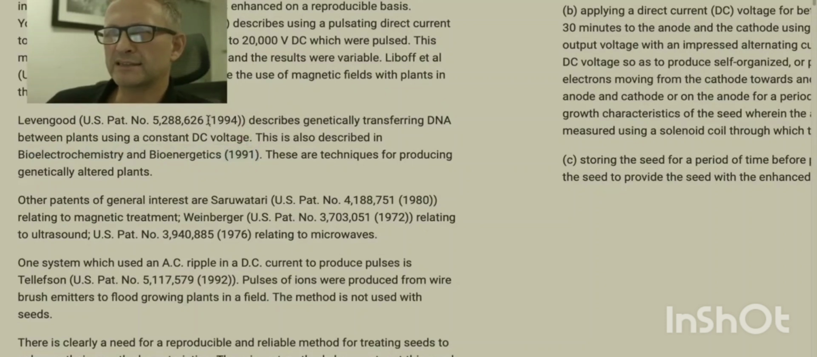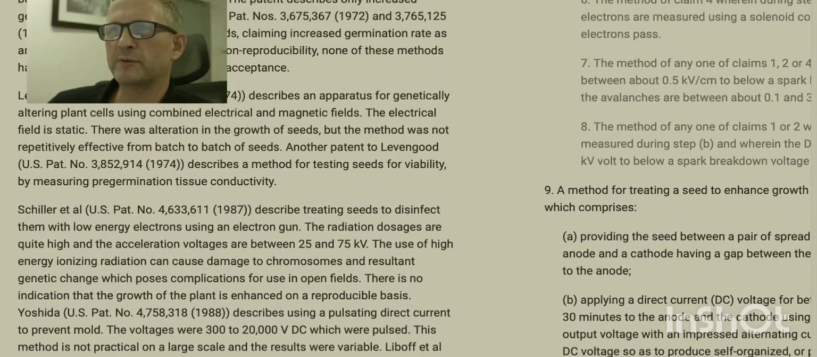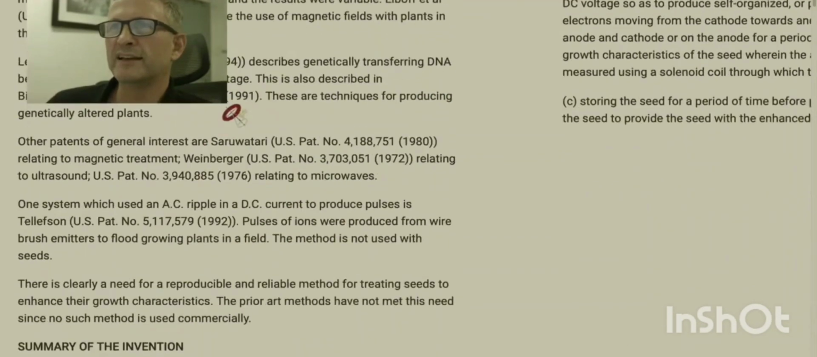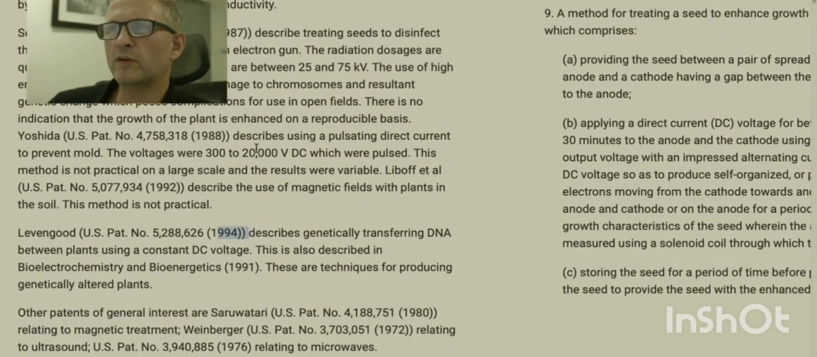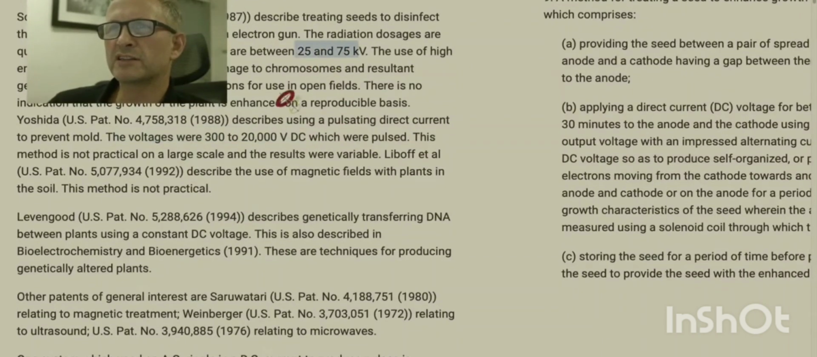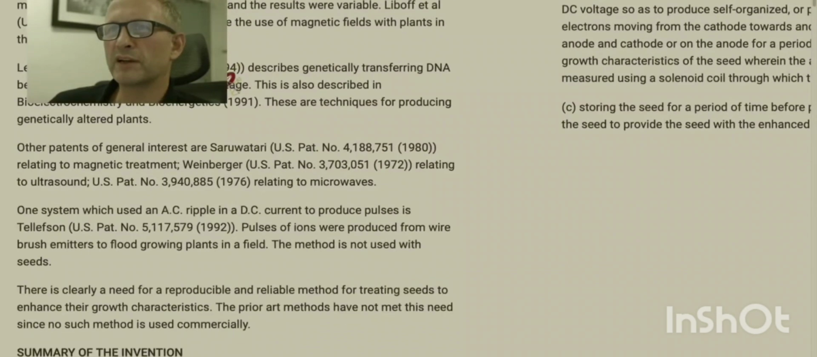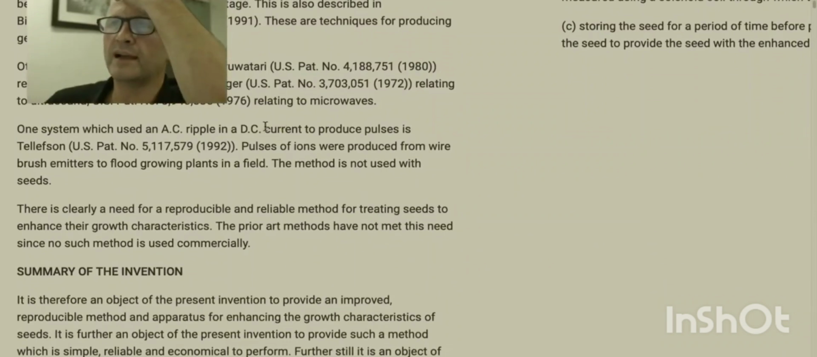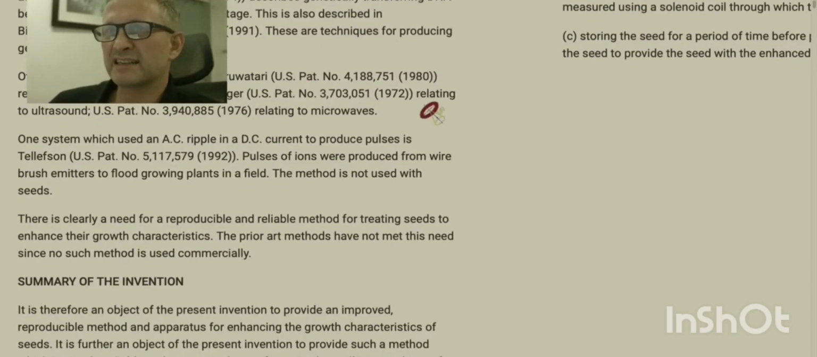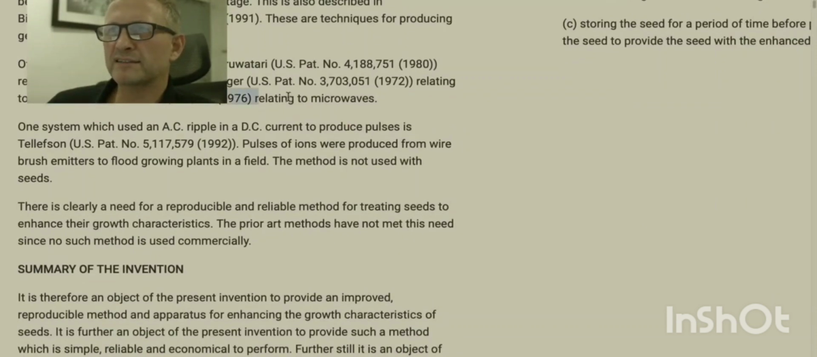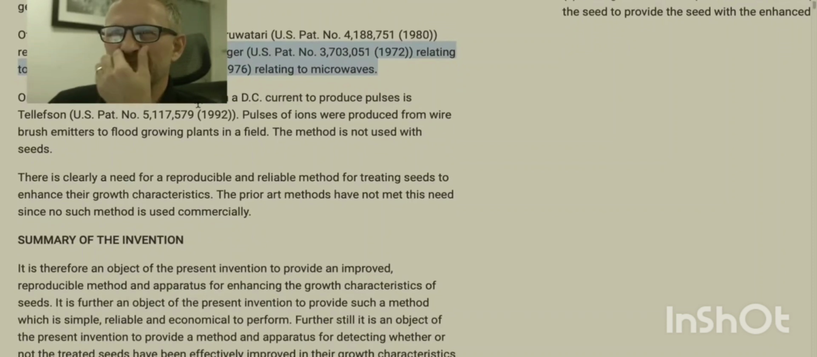Okay, so his last patent. So all of these patents didn't really work. 1974, 1987, something in 1988 by someone else, and in 1994 also talks about voltages between 300 and 220,000 volts DC, and then someone else uses this range, and then someone else uses microwaves or whatever. But there are other patents of general interest relating to ultrasound, and this one relating to microwaves. So they're trying everything to try and make seeds grow better.